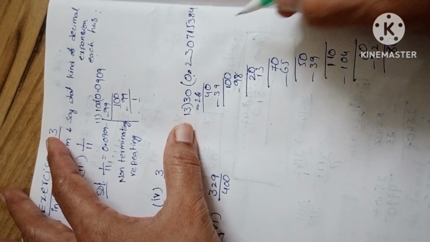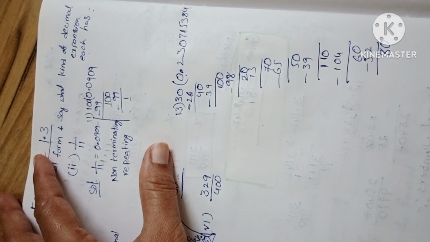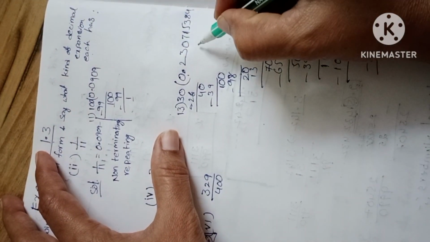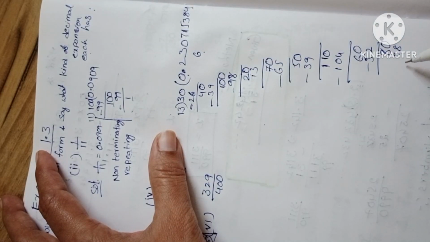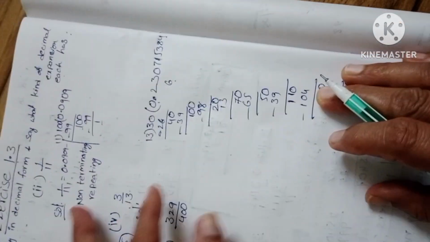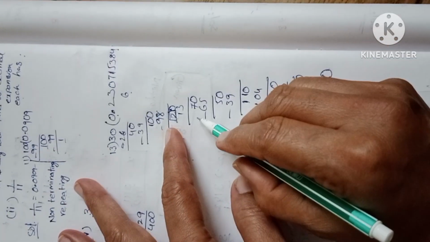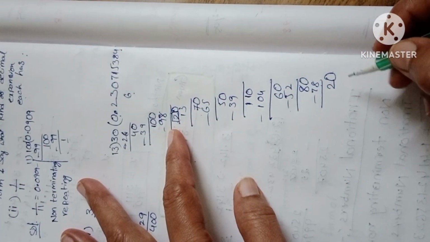So again 8. What is the closest multiple in the 13 table to 80? In the 13 table, the closest multiple of 13 is 13 6s are 78. So remainder 2. Again 2. Look here, we already got a remainder of 2, so we'll get the same pattern. After some digits, we'll get the same pattern.